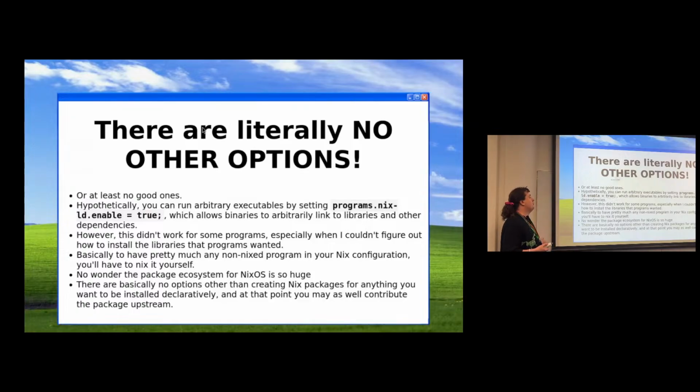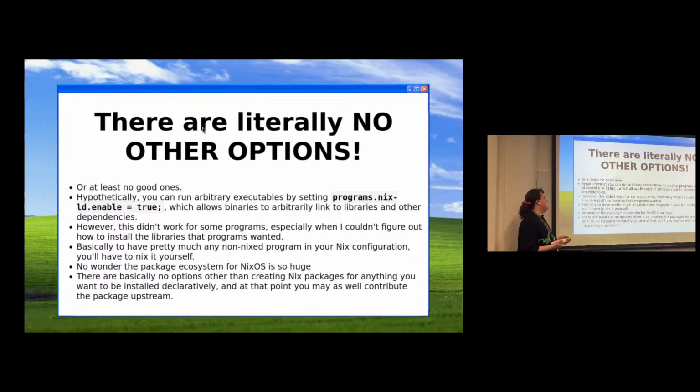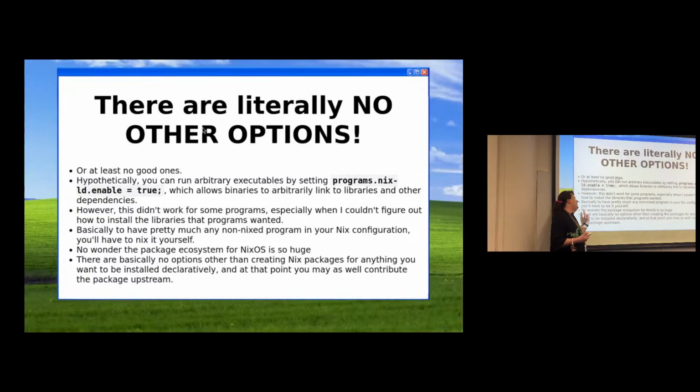Hypothetically, you can run arbitrary executables by setting programs.nix-ld.enable = true, and that's supposed to allow binaries to arbitrarily link to other libraries and other dependencies. However, I found it was pretty unreliable. Half the time it just wouldn't work, especially if there was a library or program it wanted and I couldn't figure out how to install it and make it available on NixOS. That was really, really annoying. So basically, to have any non-Nixed program in your Nixed configuration, you will have to Nix it yourself.